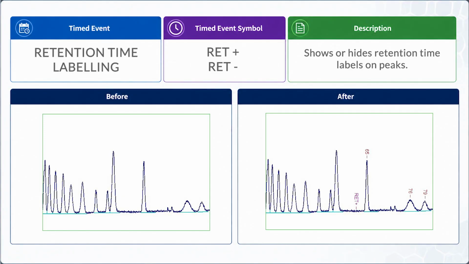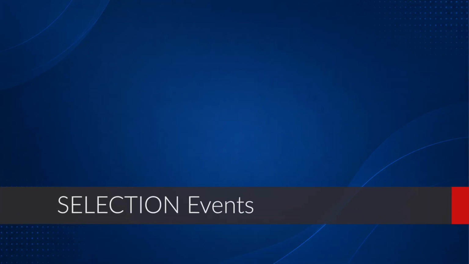Retention time labeling. RET plus turns retention time labeling on. RET minus turns retention time labeling off. These events control whether retention time labels are shown. They are display and reporting related, rather than core peak detection events. RET plus can be used where retention time labels should appear. RET minus can be used where they should be hidden.